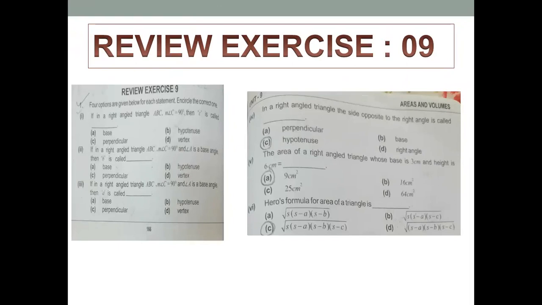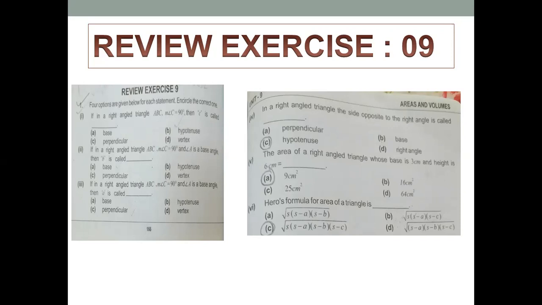Now come to the objective, the 9th chapter objective. Review exercise 9: four options are given and we choose the correct one. If in a right angle triangle ABC, the measurement of angle C is 90 degrees, then small c is called the hypotenuse. If A is the base angle, then B is called the base. If A is the base angle, then a is called the perpendicular.